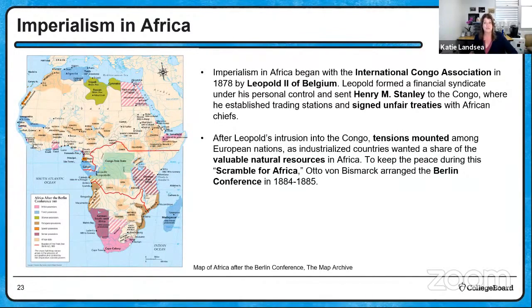After Leopold's intrusion into the Congo, tensions mount among European nations, and industrialized countries want a share of all these natural resources that are in Africa.